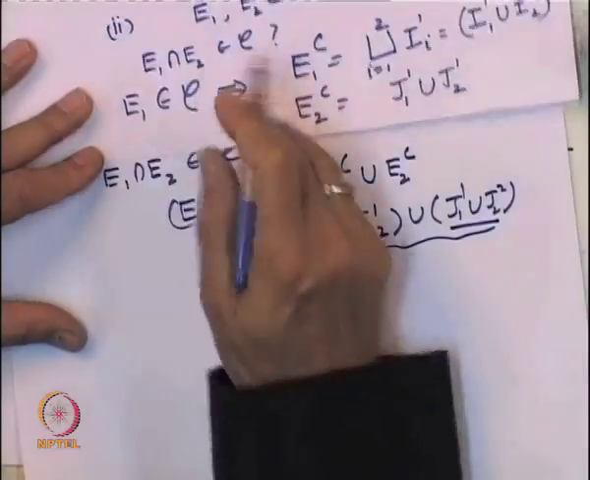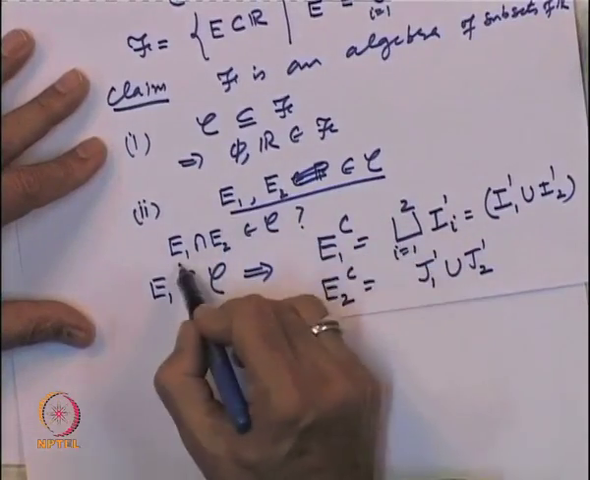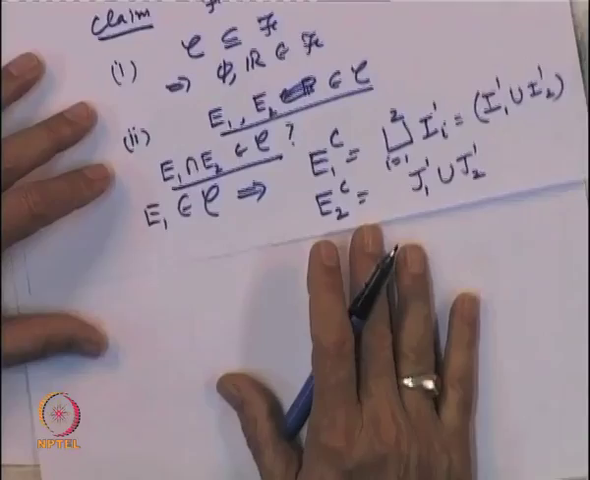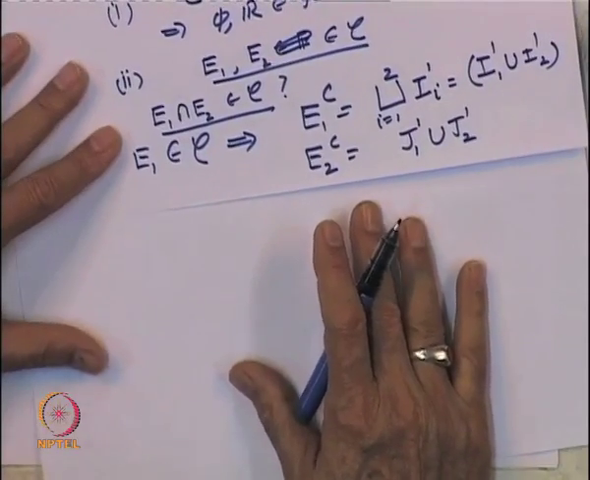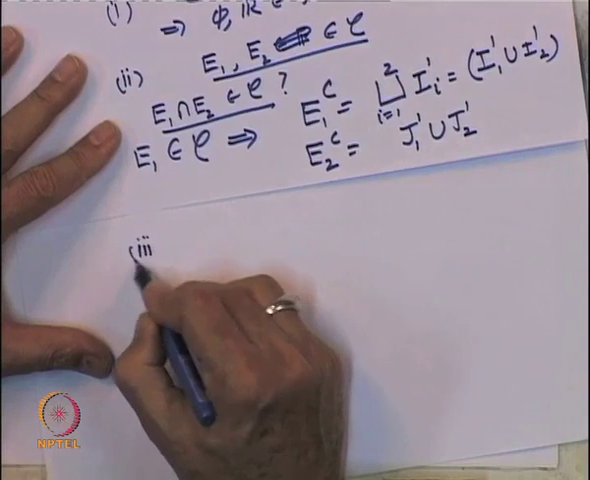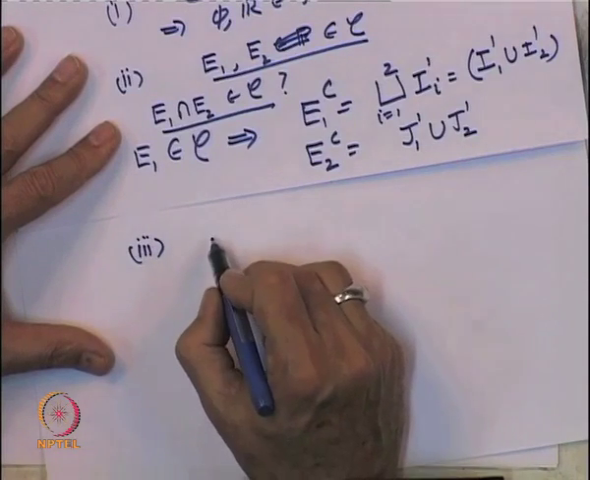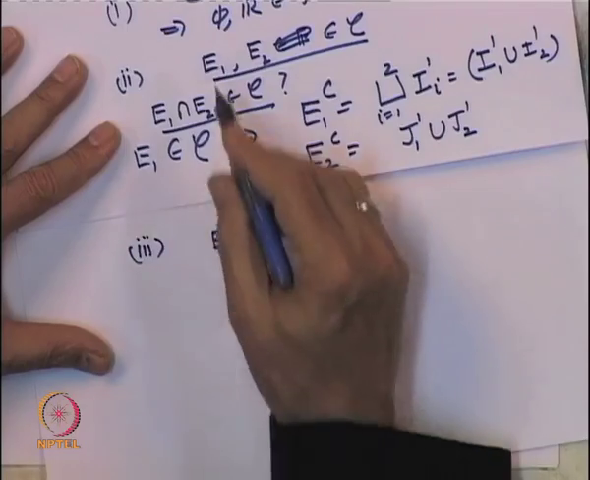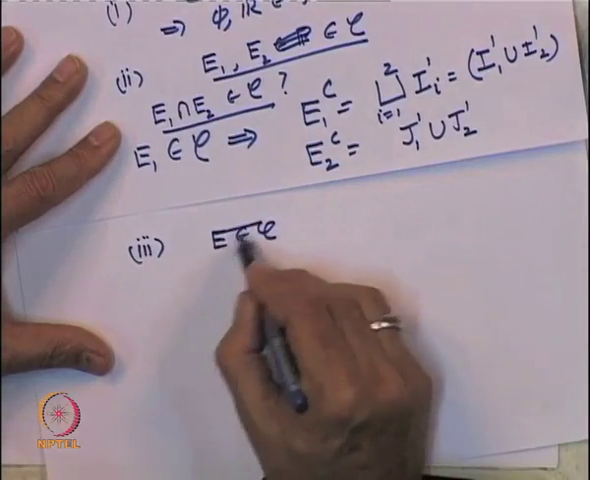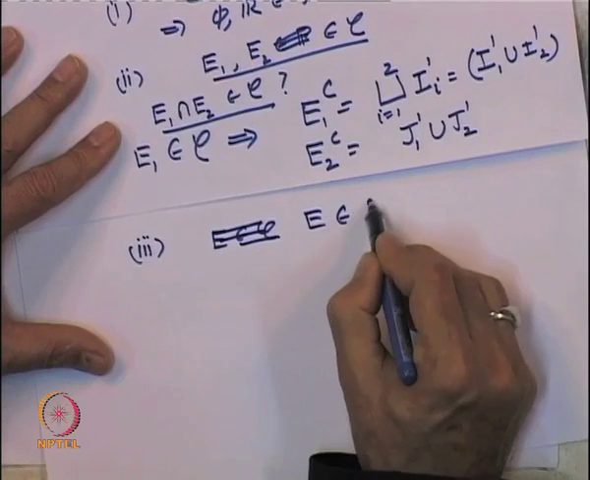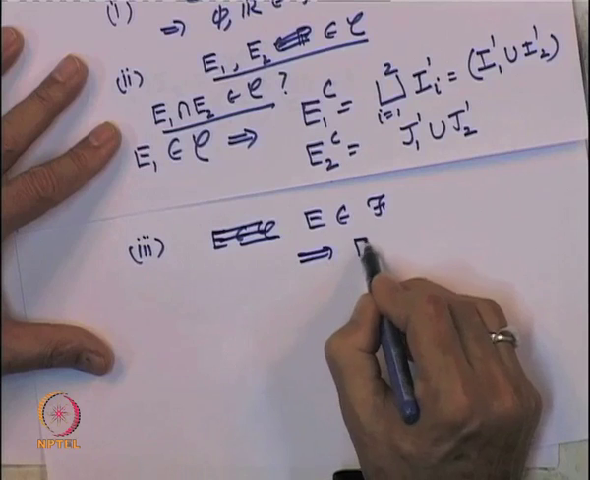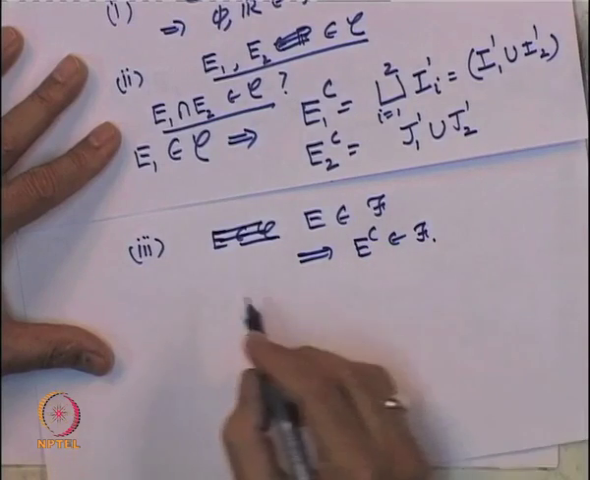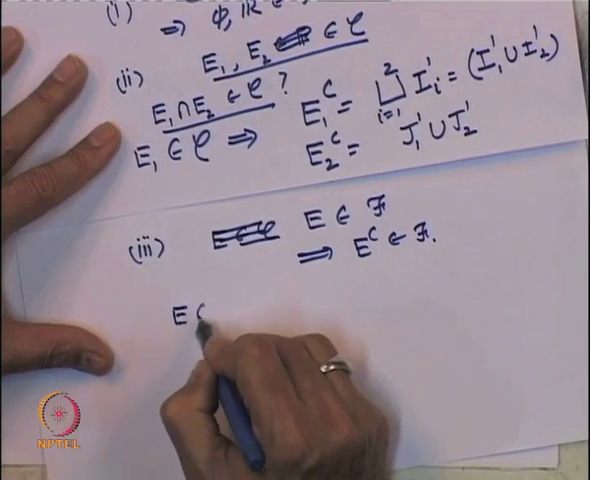So, instead of checking this second one, whether the intersection belongs to it, let us look at the third property that we want, whether that is true or not. So, what was the third property? That property said if a set E belongs to F, we want to check an algebra, does that imply E complement belongs to F? Right. So, let us take a set E belonging to F.